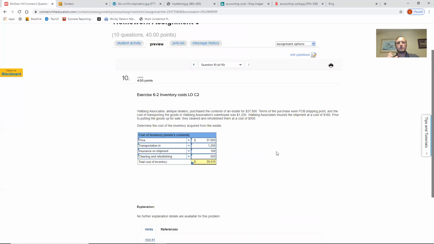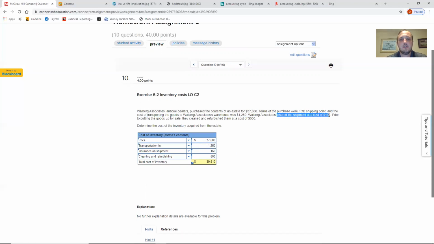And again, the question is, what is included in inventory? So obviously the price of the inventory. FOB shipping point: the moment he shipped it, it went away. So the cost of the goods is on the receiver's plate because at the moment it shipped, it went away. So we're going to add that in.